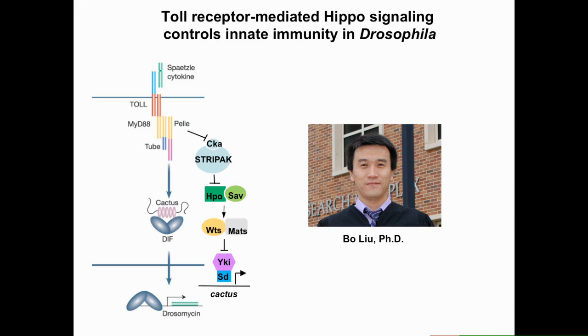Questions? Great talk. Do you see a problem in innate immunity when you remove or knock down scalloped? You mean which one, cactus? If you see problems when you remove scalloped, not yorkie, scalloped. Scalloped.